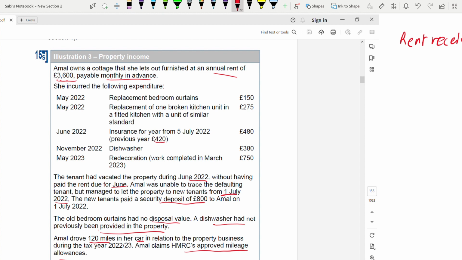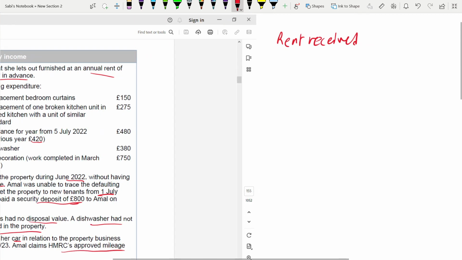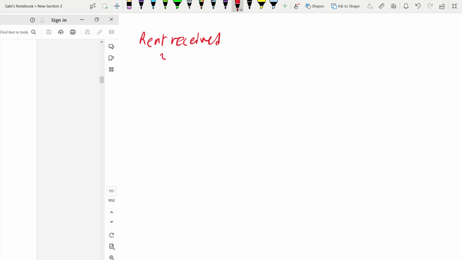But you might say that you have received a deposit. What about the security deposit? See, the security deposit, at the end of the lease, will be paid back. It will be returned to the tenant. So you can't tax this. This is not a taxable income. You can't tax the security deposit. At the end of the term, you will pay this back to the tenant. So 3,600 into 11 months. How much? 3,300.